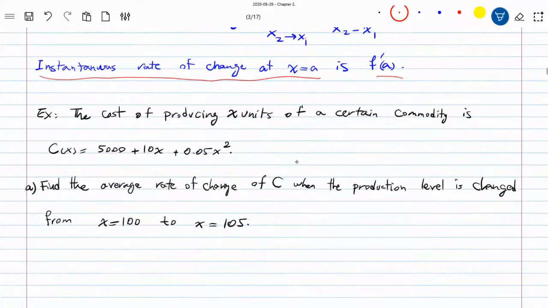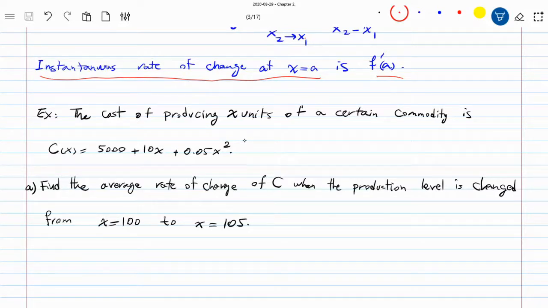Here's an example of the average rate and compare it with the instantaneous rate. This is very common in business. If you take business calculus, this stuff will show up more often. So here, look at the example. The cost of producing x units of a certain commodity is this function, C of x. C stands for the cost function. So cost function is given as this formula. It doesn't really matter what the cost function is. We don't really care about that at the moment.